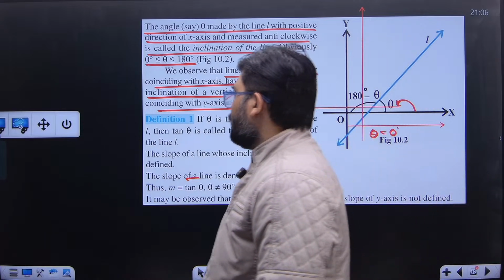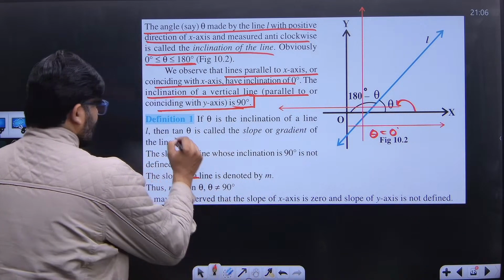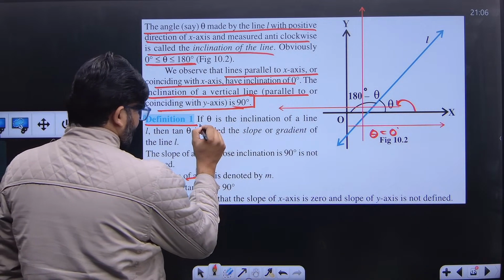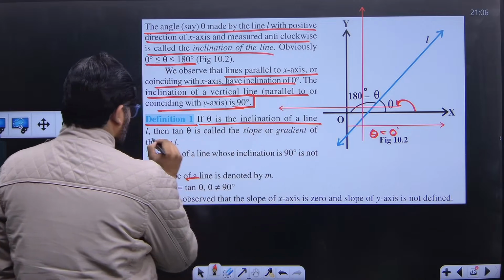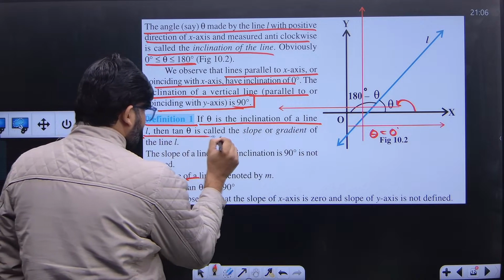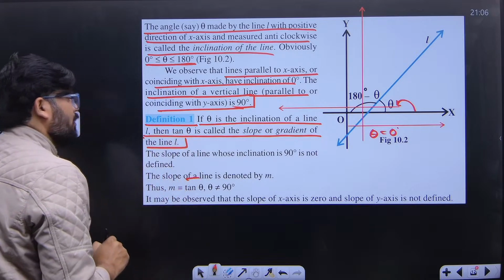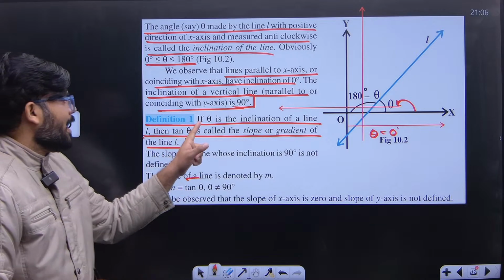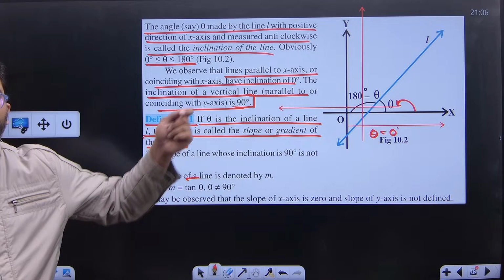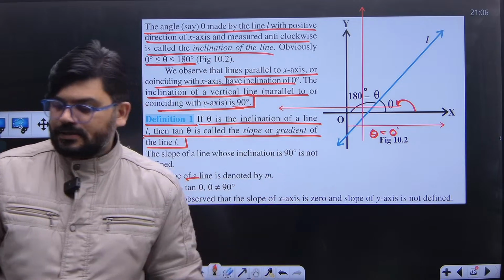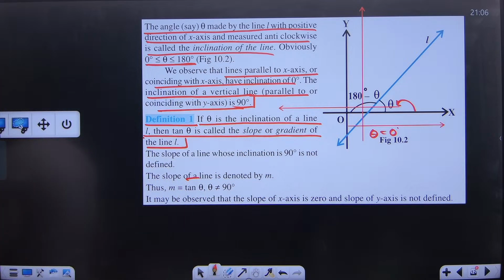So you will say, please write down this definition. If theta is the inclination of a line L, then tan theta is called the slope or gradient of the line. What is known as tan theta? Tan theta, you know, is perpendicular upon base. Tan means tangent. It is perpendicular upon base.